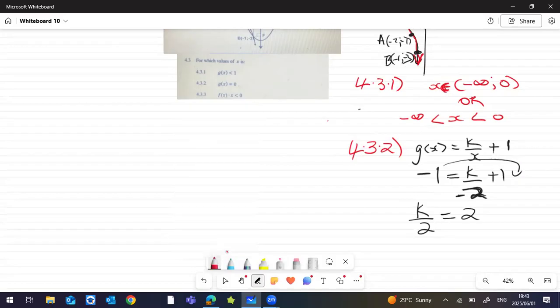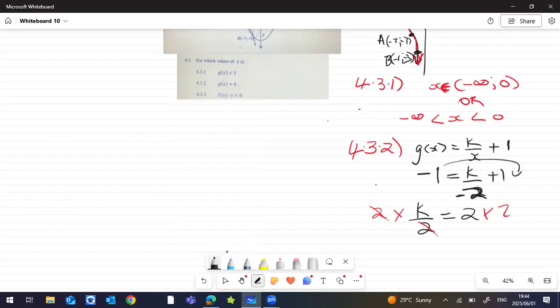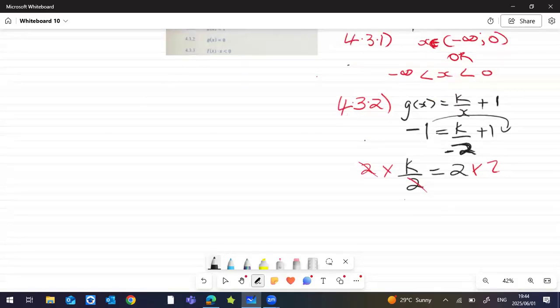Then what I can do, k over 2 equals 2. I can then multiply by 2 both sides. Multiplying by 2 both sides, 2 will cancel with 2, not k. 2 will cancel out with 2 there. Therefore, k equals 2 times 2. What is 2 times 2 there? You will then end up with 4.